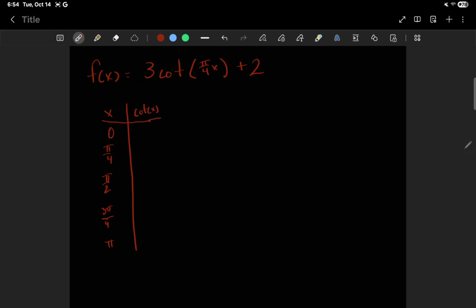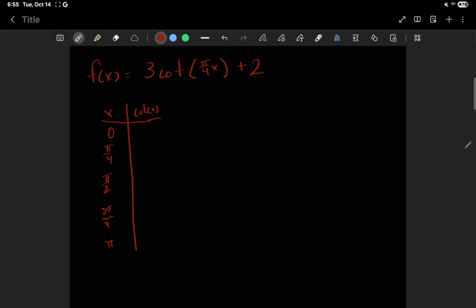Remember, we always got to do the parent function first. Cotangent of 0 is 0. Cotangent of pi over 4 is 1. Cotangent of pi over 2 is undefined. Actually, nope, I got that wrong. Hold on.